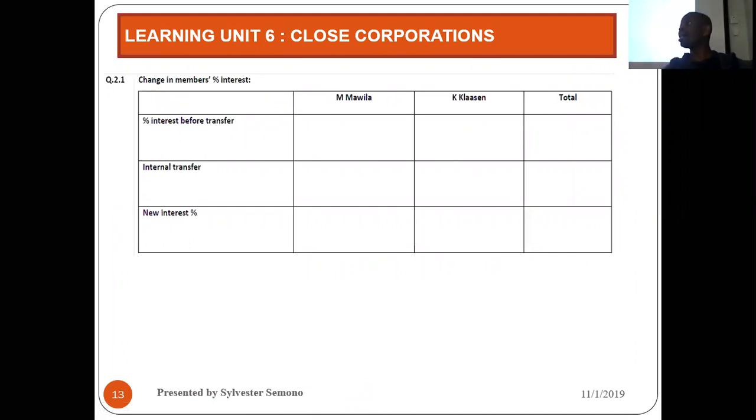Firstly, remember I asked you currently how many percent? 70 and Klassen 30. All in all, this is before anything happens. Are we together? But if you go back to the question, how many percent did Mawila transfer to Klassen? 20%. Can you see now? That's why we say internal transfer, because one member bought from another member. We call that internal transfer. So how can we transfer? We said 20%. Because Mawila transferred to Klassen, 20% of 70. Can you see now? We get what? Can you see the reason why I put it in brackets? Because I'm taking it out of Mawila to Klassen. So I'm going to give Klassen 40.